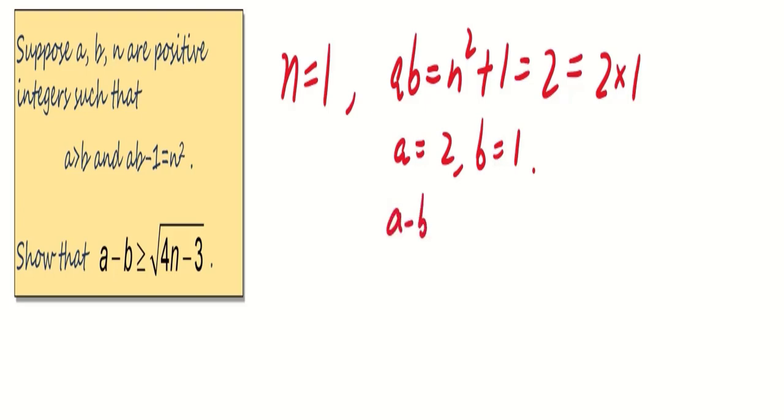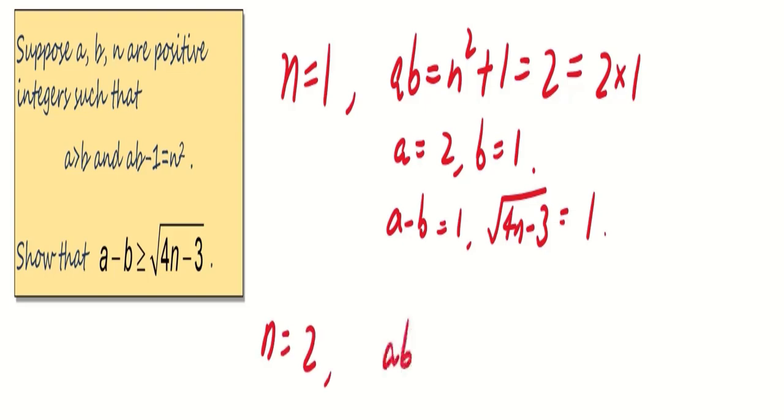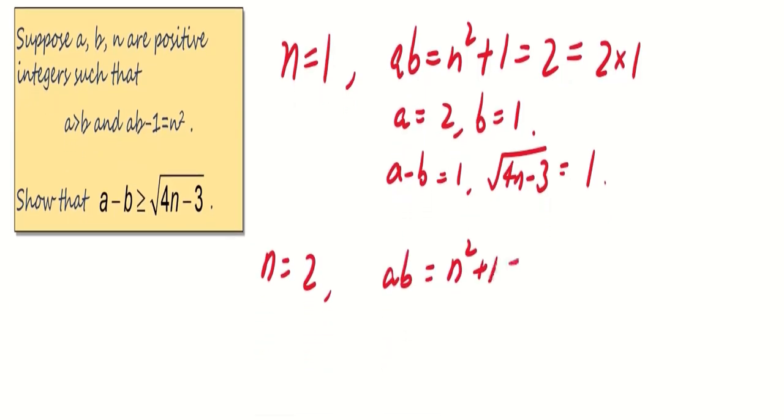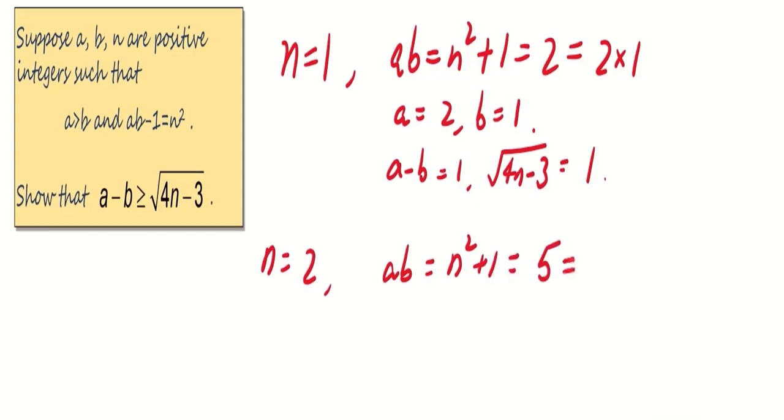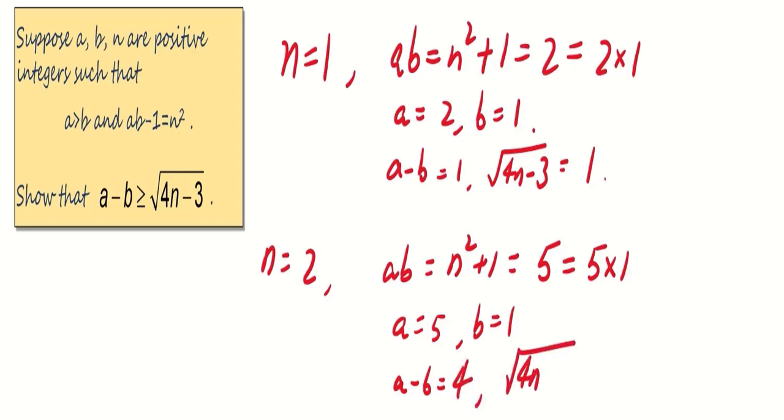So a minus b is equal to 1. On the other hand, square root of 4n minus 3 is equal to 1. In this case, a minus b is greater than or equal to square root of 4n minus 3. Now when n equals 2, ab is equal to n squared plus 1, that is equal to 5. And in this case, obviously, a equals 5 and b equals 1. So a minus b is equal to 4. And square root of 4n minus 3 in this case is square root of 5. Obviously, 4 is greater than square root of 5.